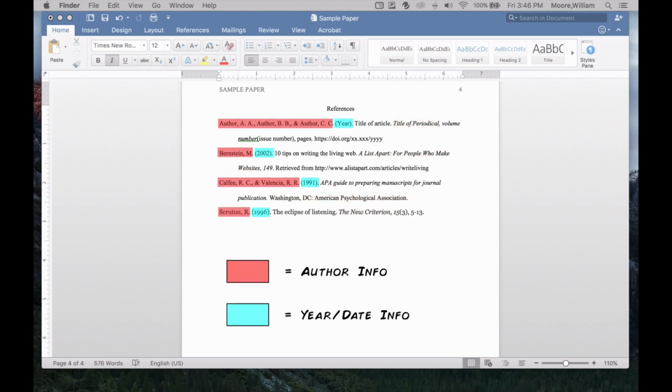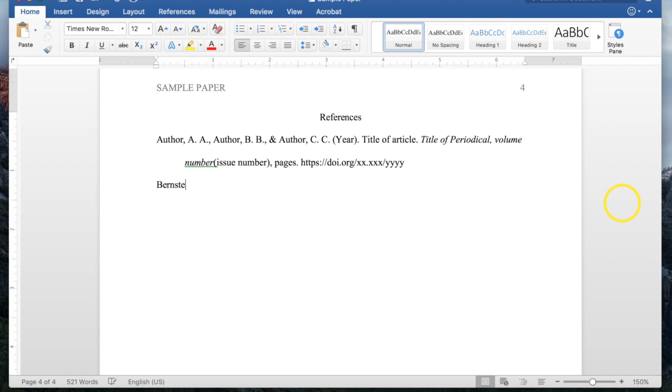Almost all reference entries list the author information first and then the year of publication second. Each entry should begin with the last name of the first author. Never type out the author's first names. Always use initials and space them out accordingly.